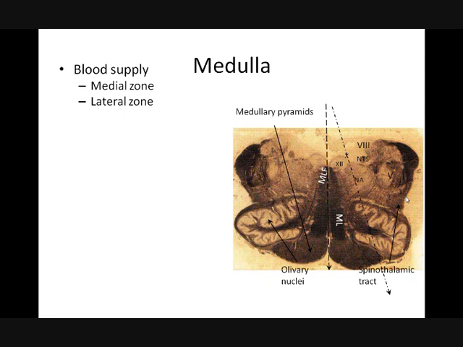Now, in terms of what arteries supply which, I forgot to mention this earlier, the medial zone is supplied by branches of the anterior spinal as well as the vertebral arteries, and the lateral zone is supplied by the posterior inferior cerebellar artery.